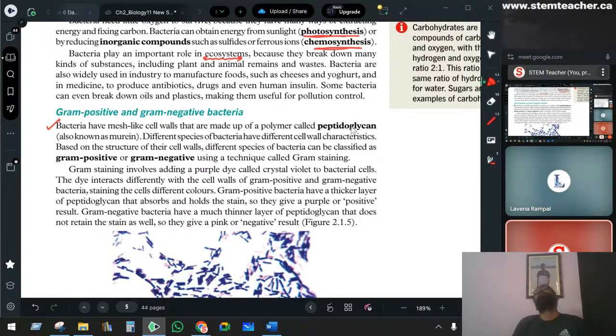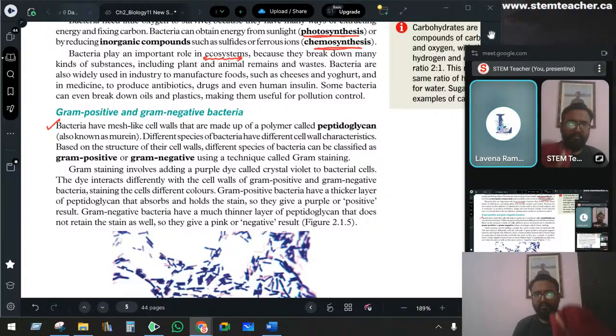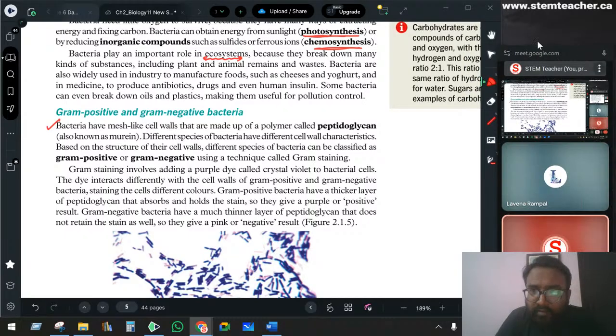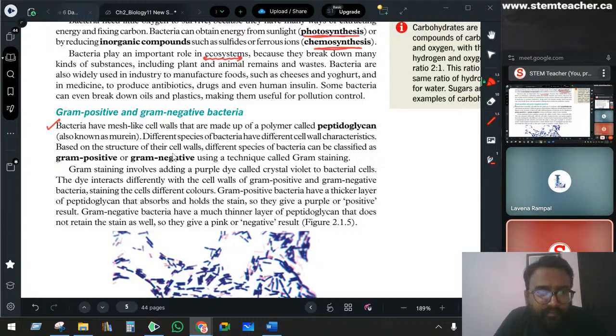See, have you ever seen normal cloth? If you see a normal cloth, that is generally plain. But if you see this cloth, there is a furnace there. So depending upon the cell wall also, the bacteria's outer layer could look different. That will depend upon the cell wall or cell membrane, made up of polymer.